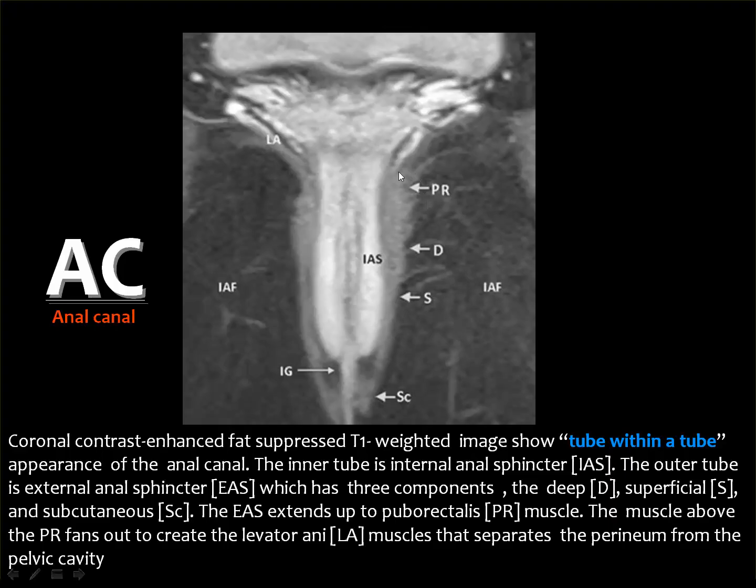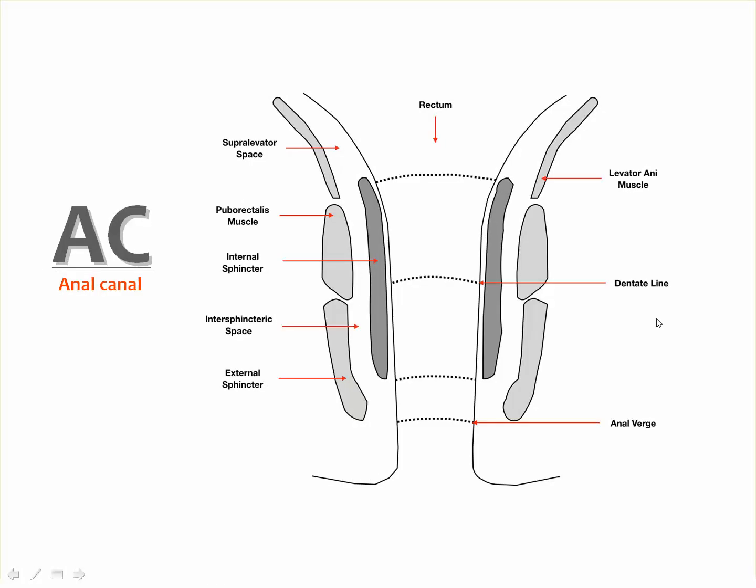And above you got the puborectalis, and above the puborectalis, you got the levator ani muscle. The external sphincter is composed of three parts: the deep part, the superficial part, and the subcutaneous part. Once more, this is the anatomy of the anal canal.